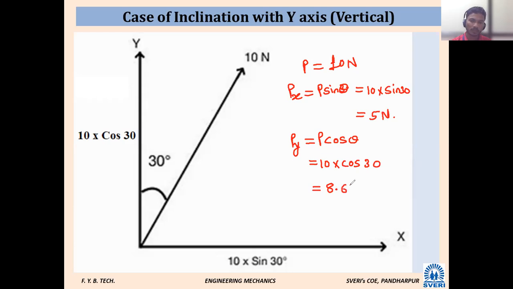8.6. I am not doing the calculation. I am trusting you to use the calculator carefully. The unit will be Newton. Both will be positive components, so you can cross check yourself. Square of 5 plus square of 8.6, addition of both, and finally the square root of this. Is it coming approximately or very near to 10? You can cross check.